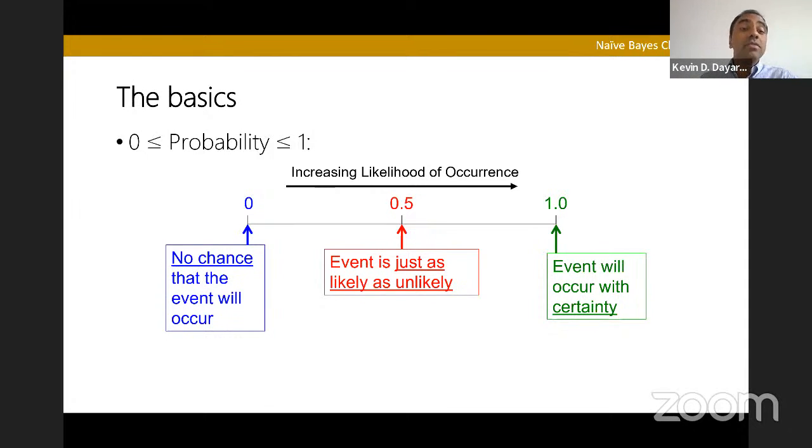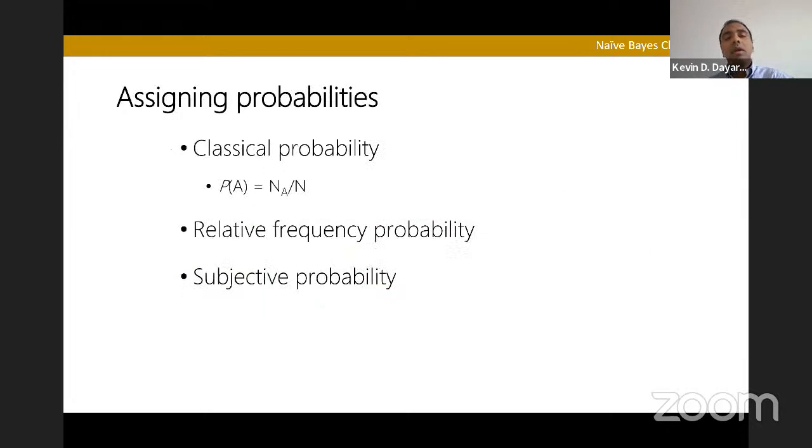0 is no chance that the event will occur. 0.5 is the event is just as likely as it is unlikely. And 1 is the event will occur with certainty, or 100% chance. So probabilities quantify the likelihood of something occurring between 0 and 1. Now, there are a variety of ways we can assign probabilities.